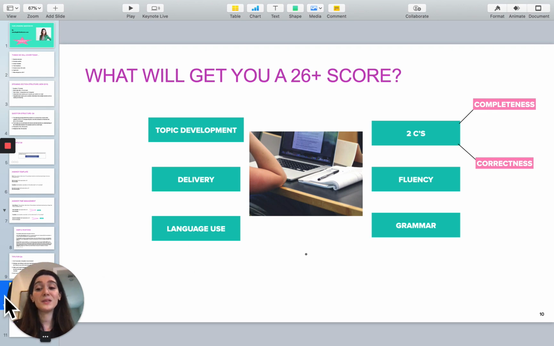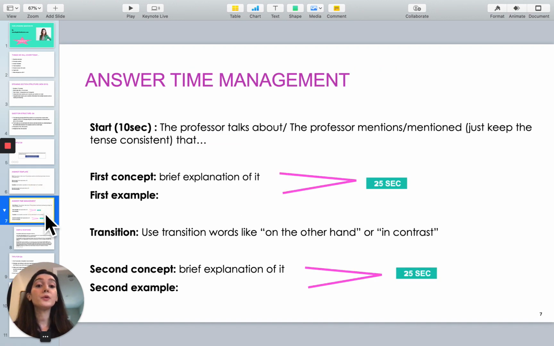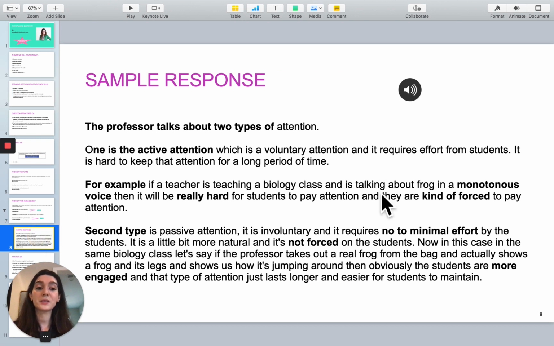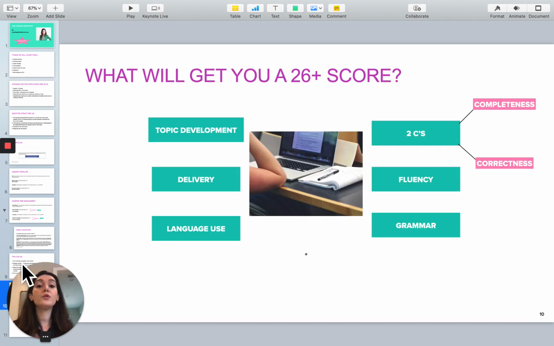Now, I really hope this was helpful. We covered a lot of information. Now you have a template that you can use. You also know how much time you need to spend on each part of this question, and then you listened to my response. And I also talked about intonation patterns in a little bit more detail. And then we talked about additional tips. And now you know what they are really looking for when they give out a 26.